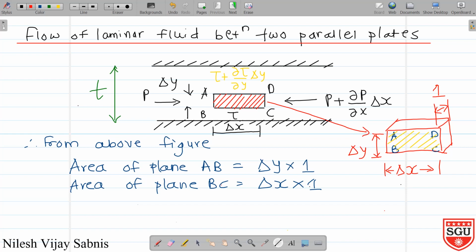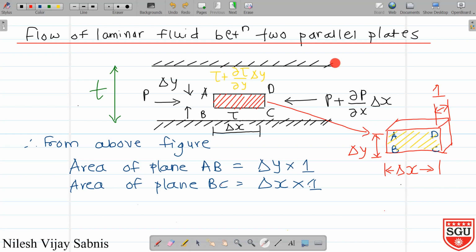Good morning. Today we will learn flow of laminar fluid between two parallel plates. In the last lecture we have seen flow of laminar fluid between circular pipe. In this case the shear stress distribution, velocity distribution and the ratio of maximum velocity to average velocity with difference of pressure head for given length of parallel plate are to be calculated.